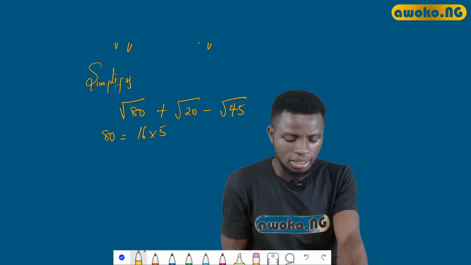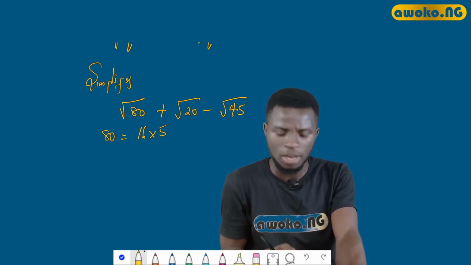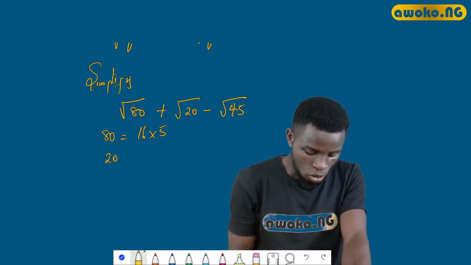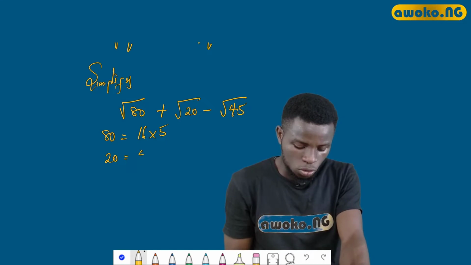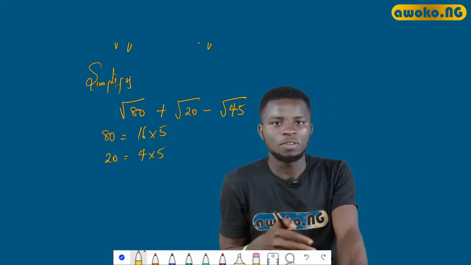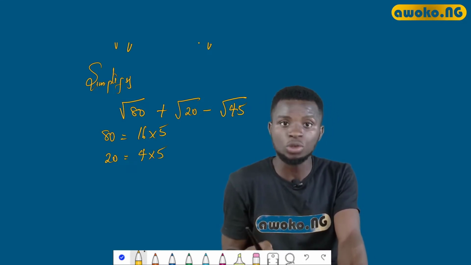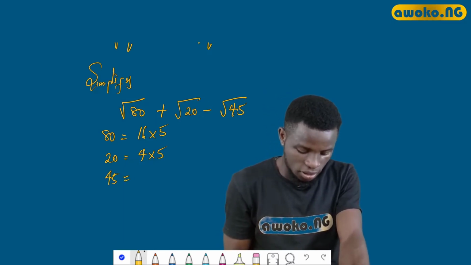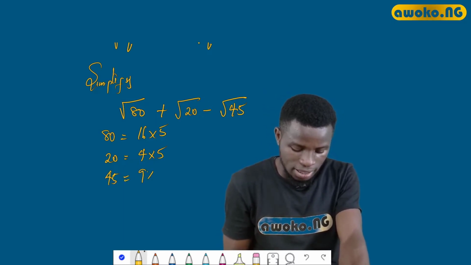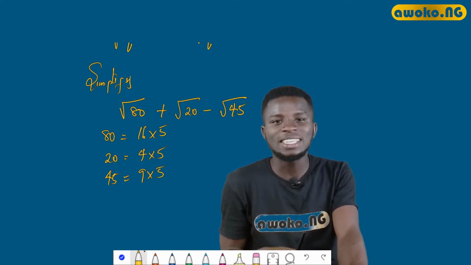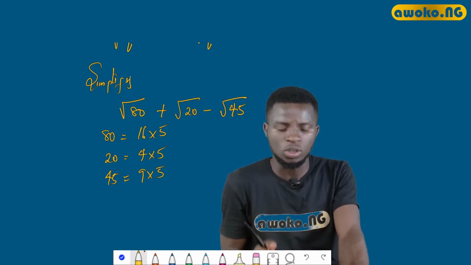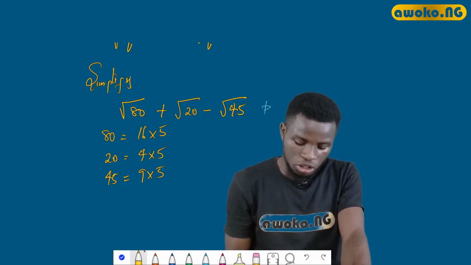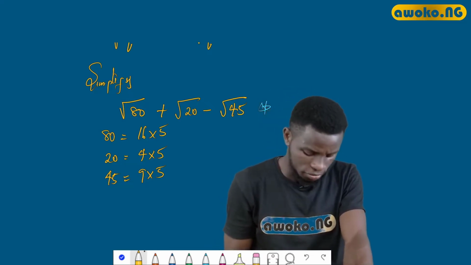Okay? And if you consider 16 times 5, 16 is a perfect square, so we are good to go. If you consider 20, 20 is equal to 4 times 5. 4 is a perfect square, so we are also good to go. Then 45 is of course equal to 9 times 5. And 9 is a perfect square. So if you substitute these values into our original expression, what do we have?